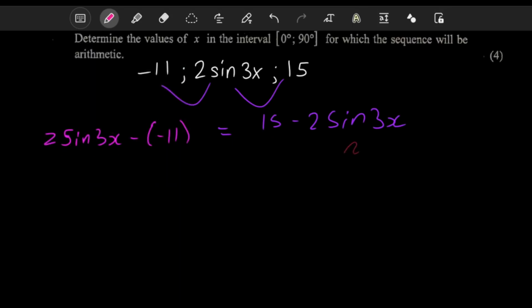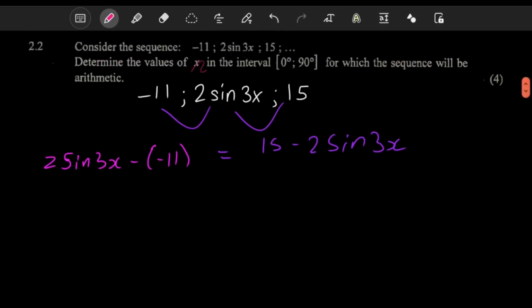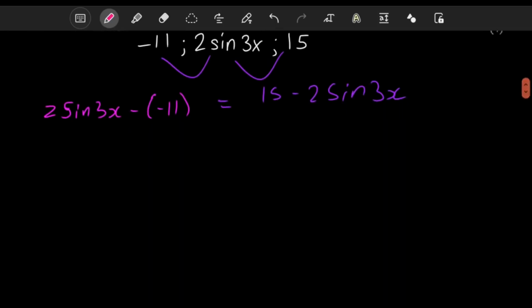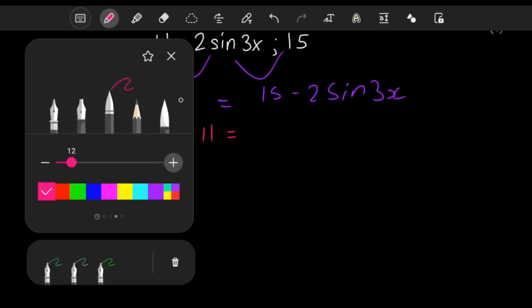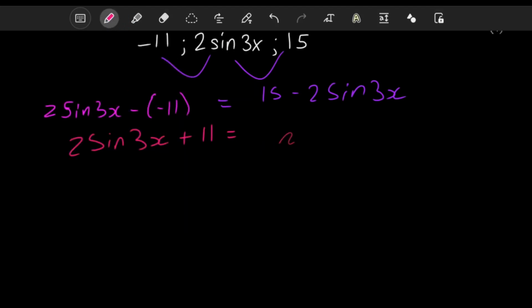But anyway, let me just move on here. So here we just need to solve for x, because they say determine the values of x in this interval for which your sequence will be arithmetic. So for 4 marks, we're solving for x here. It's like 2 sine 3x here. Because you have a sine there and it's paper one, don't panic. You're a math student, so sine, cos, tan, it's your thing.